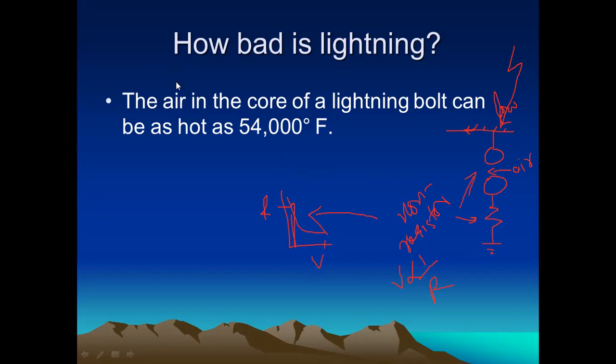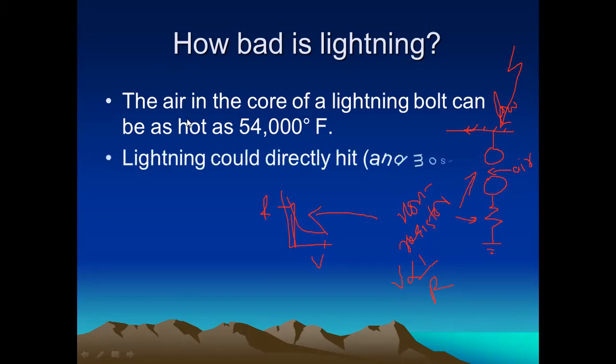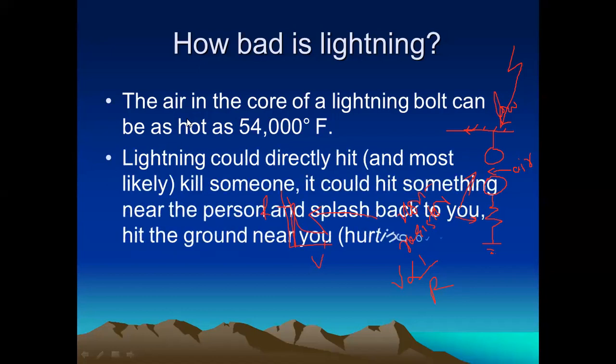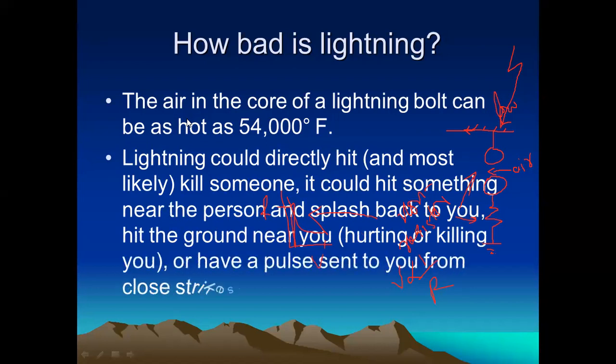Okay, now moving on. Lightning can directly hit and most likely kill someone. It could hit something near the person and splash back to you, hit the ground near you, hurting or killing you, or send a pulse to you from a close strike. Okay, so it may directly hit the person or may indirectly strike through the ground. Both of these are hazardous and dangerous for human beings.